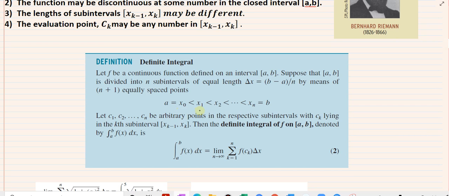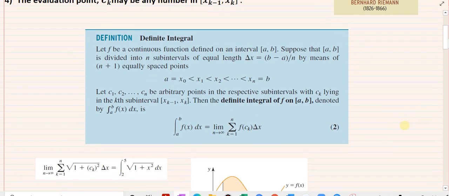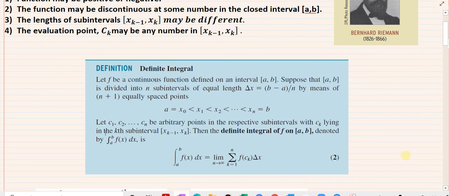Now the c's that you will see in the next line, c1, c2 through cn, these are arbitrary points. Okay, so they don't have to be the right endpoint, left, or center point. They still could be, but they need not be. So that's what the c's are. And then here's the definition of the definite integral. The definite integral is the integral from a to b of f of x dx, which is defined as the limit of a sum. The limit of a sum. That's the limit as n goes to infinity of the sum of f of c sub k delta x.